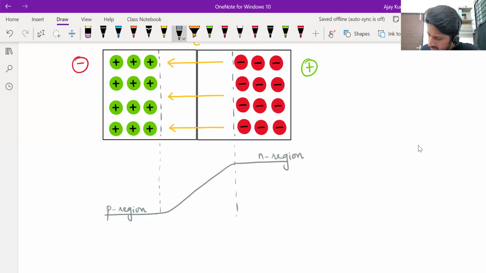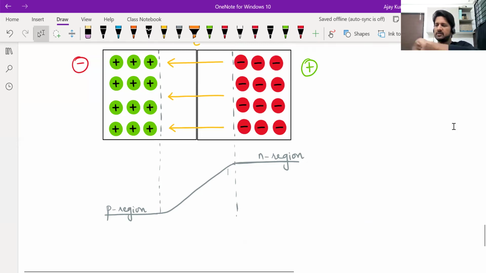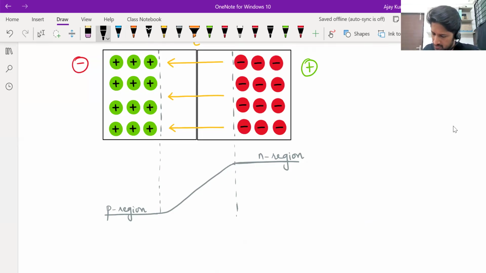It's better to call them P region and N region. It will help you remember that P and N are both formed on the same silicon base. Okay, it's all one semiconductor only, on which some regions are P dominant, some regions are N dominant. I mean, some regions are hole dominant, some regions are electron dominant. So there will be a clear potential difference between these two.